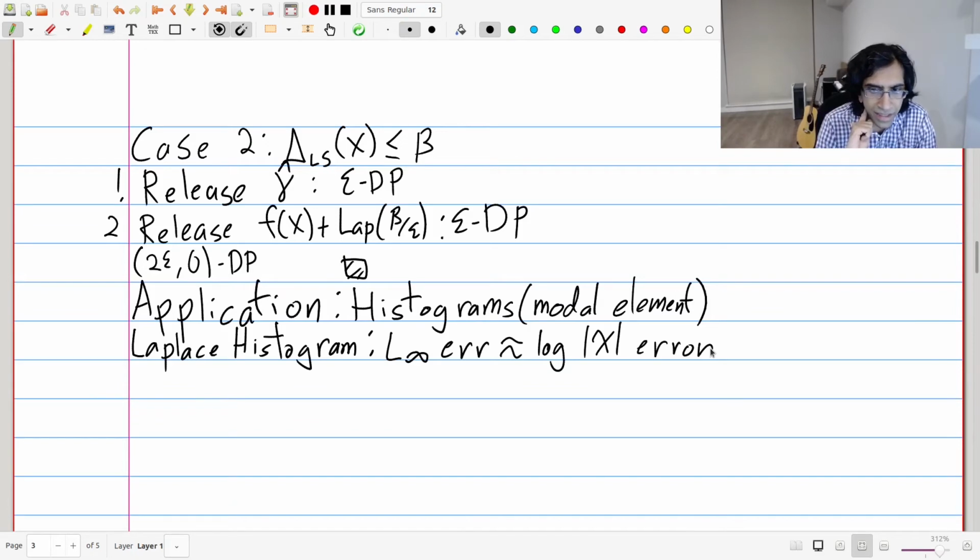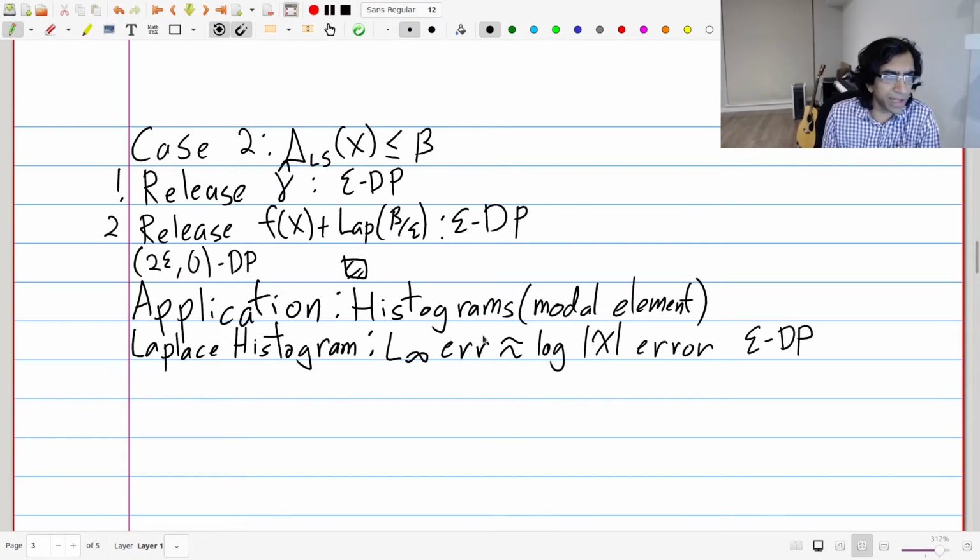That said, it's still a function that grows as the size of the domain increases. So in particular, if you had an infinite size domain, you'd be out of luck. There's nothing you can do with the pure DP histograms. Yeah, this approach is pure DP. So this approach is doomed if you have an infinite size domain.